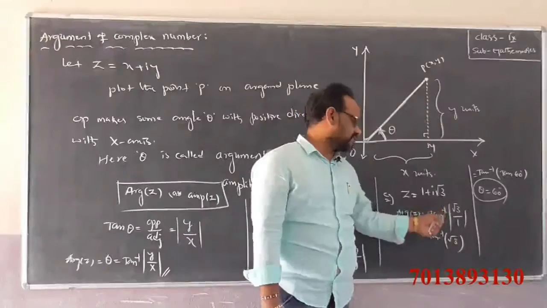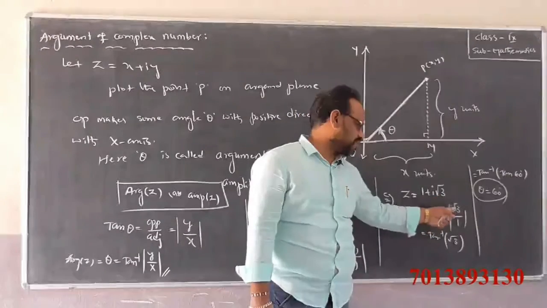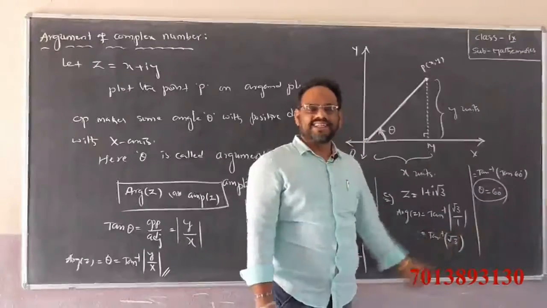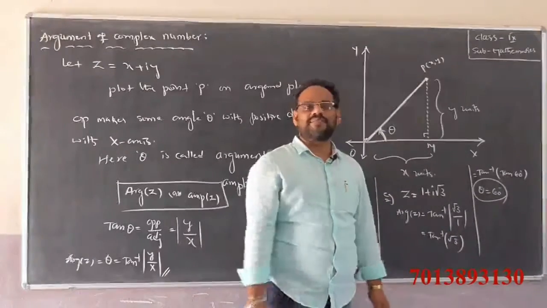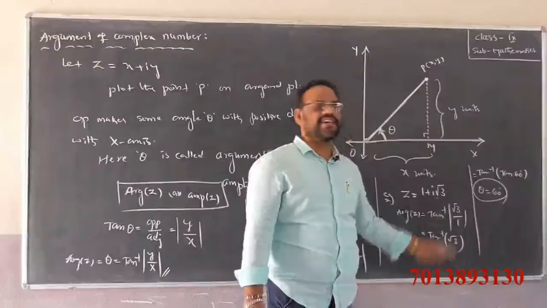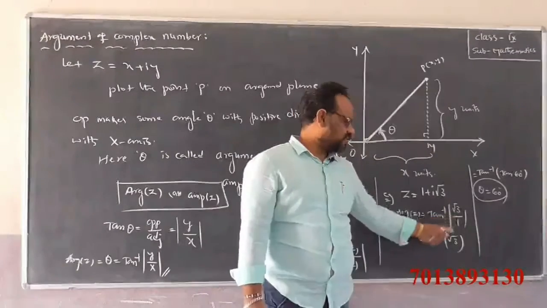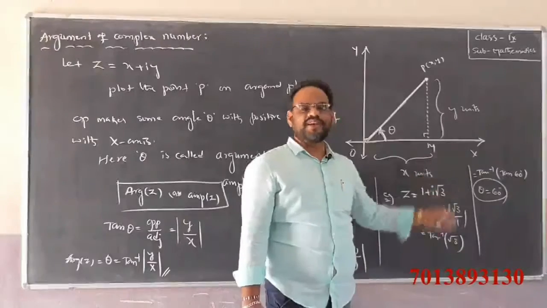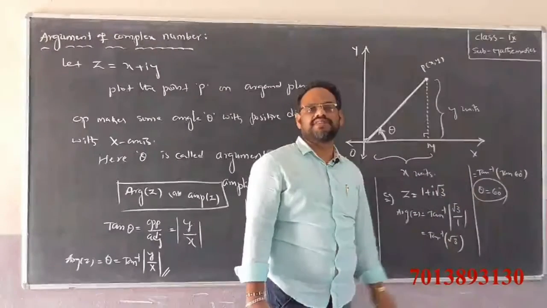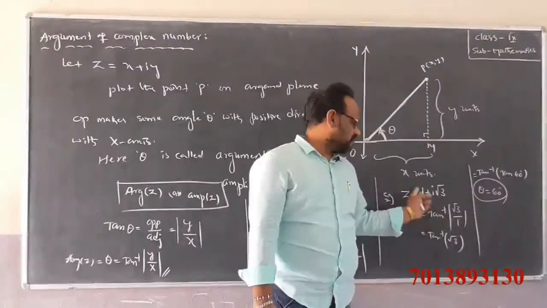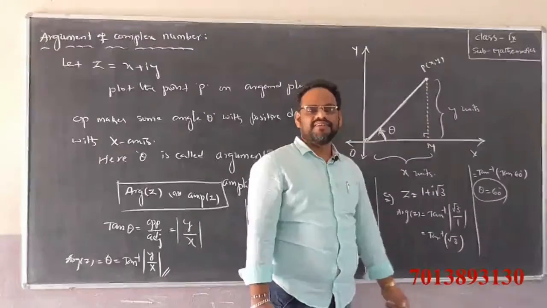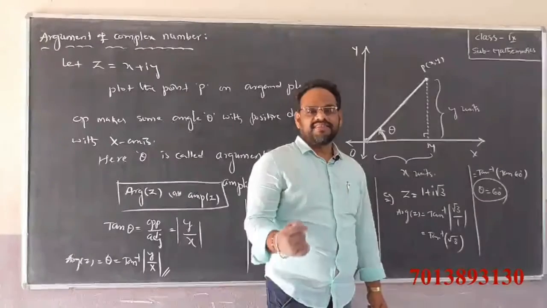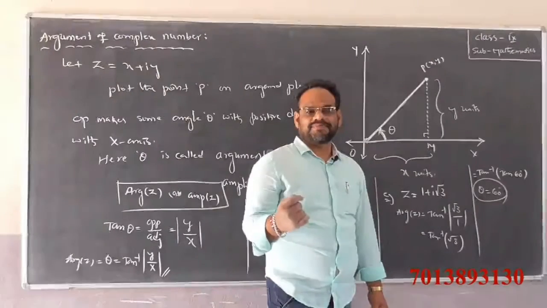No problem, tan inverse of y by x is root 3 by 1, we get 60. If you take z equal to minus 1 minus iota times root 3, we get 60. If you take minus 1 plus iota times root 3, we get the same angle 60. If you take 1 minus iota times root 3, we get the same angle 60. But it has some small remark.